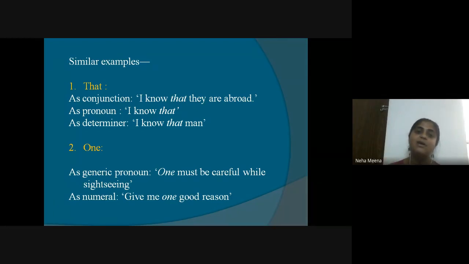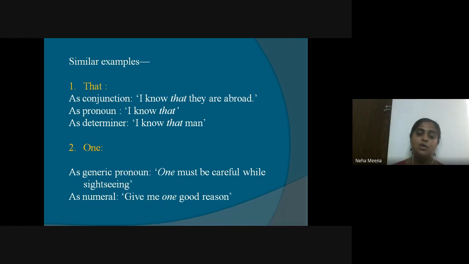Whenever it is used as a generic pronoun, it is used to give some information that will be applicable throughout the globe. For example, when we talk about life experiences or the principles that our elders tell us about, whatever kind of advice they give us, they always use it in this form, that this should be generalized. Similarly, one in this particular sentence, when used as a generic pronoun, is used for people all over.